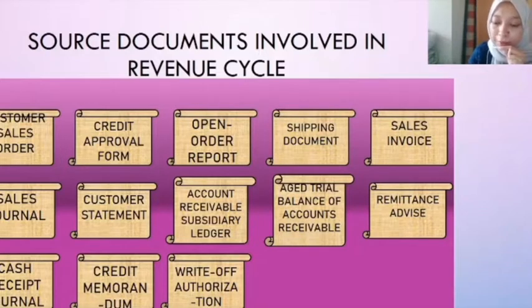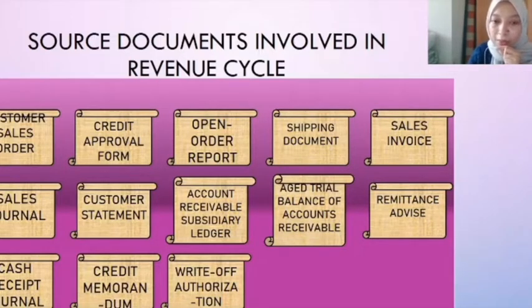Next, remittance advice. Remittance advice is a document that may be forwarded with the customer's bill and returned with the customer payment for goods or services. And these documents contain information regarding which invoices are being paid by the customer. And then cash receipts journal. This journal is used to record the cash receipt.